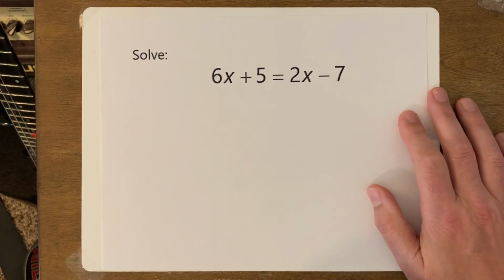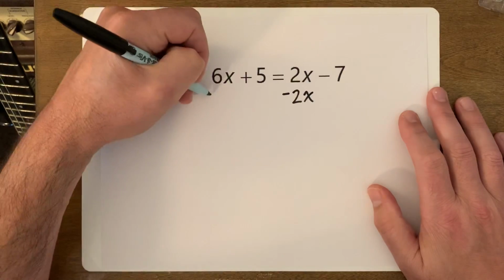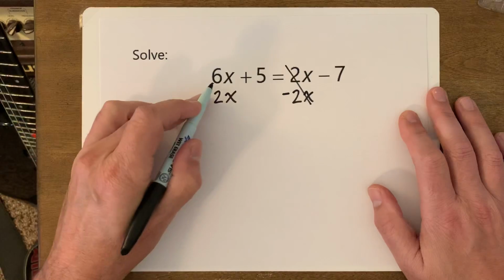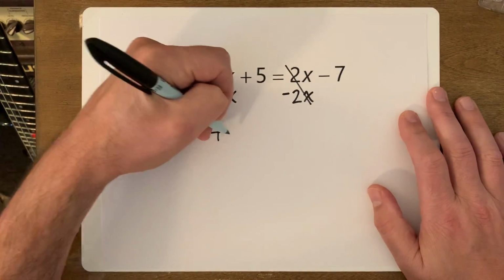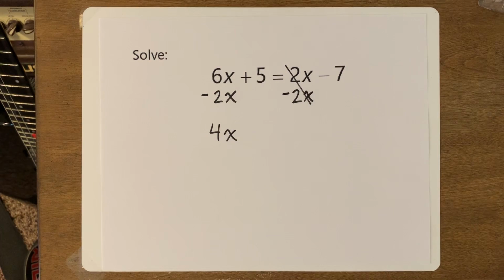You need to start moving stuff around. And I want to go ahead and move the 2x over. That's just a habit that I have. Because now 6 take away 2 is 4x, and I've made it positive. I don't really care if the x winds up on this side or this side. That doesn't bother me, as long as I get a positive result. But that's just the way I do it.